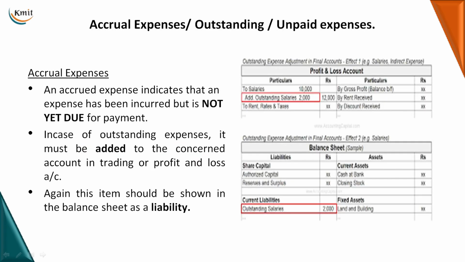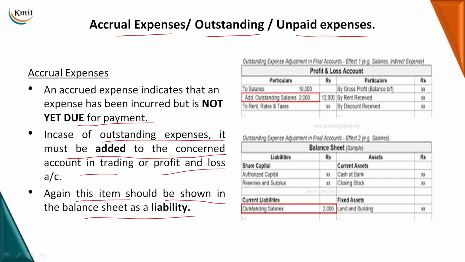First one, accrued expenses, outstanding or unpaid expenses. Accrued expenses indicate expenses that have been incurred but not yet paid. In case of outstanding expenses, it must be added to the concerned account in the trading and profit and loss account. Again, this item should be shown in the balance sheet as a liability. So it's shown here. Suppose the salaries are outstanding, that is an adjustment given to us.